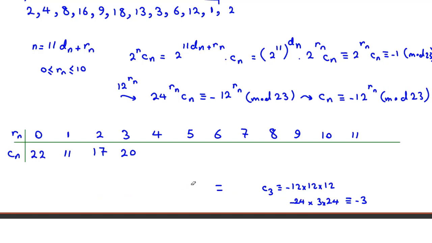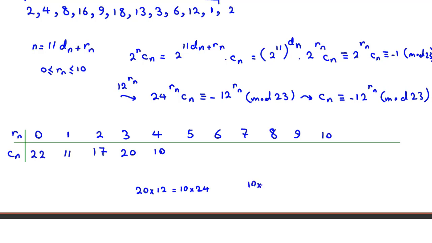Now, we can pause the video and try to calculate C4, C5, C6 to C10, because we've considered C0. C4 is negative 12 to the power of 4. You can say we've calculated the previous one, but you only multiply it by 12. So 20 times 12. It will be 2 times 12, 24, 10 times 24. 24 is 1, so C4 is 10. Next one, 10 times 12. Again, you say 2 times 12 is 24, 5 times 24, it will be 5.